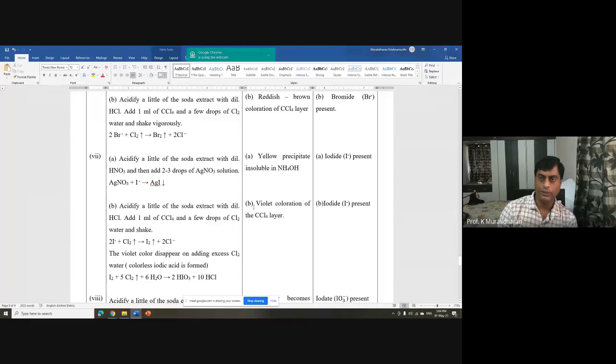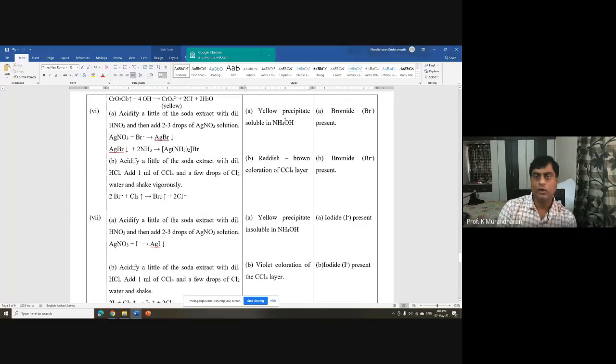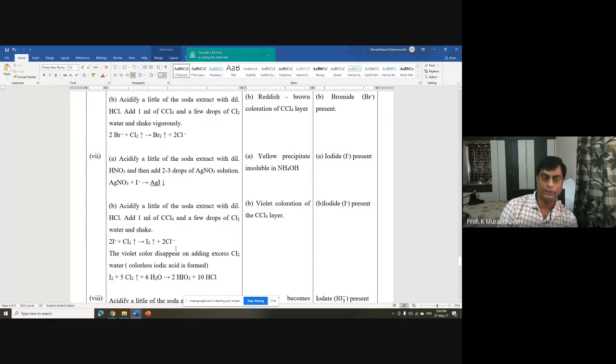So whether it's soluble or not soluble doesn't matter for today's sample, because we are not going to get yellow precipitate at all. Okay, so you may skip this reaction for today's condition, because we have only chloride here. But assuming that you may have the iodide, you have to try this also. So extract with the HCl and add 1 ml of carbon tetrachloride and the chlorine gas, same thing here also.